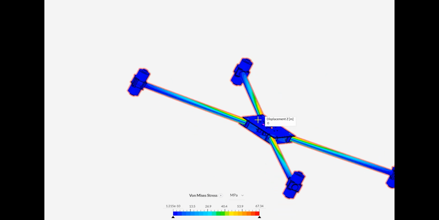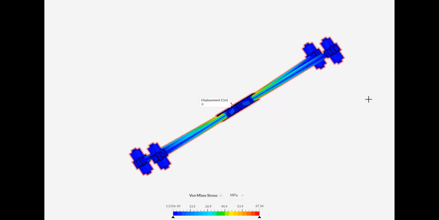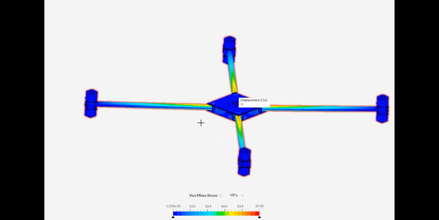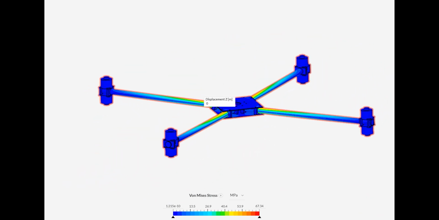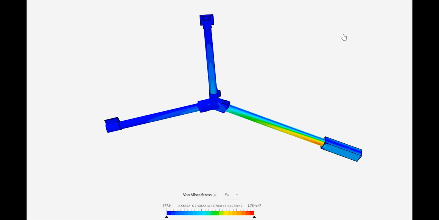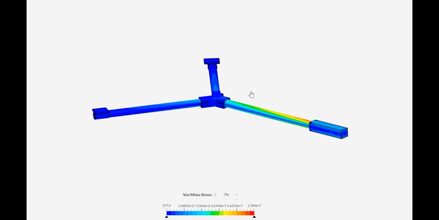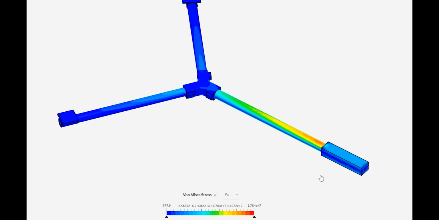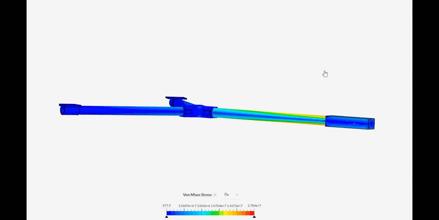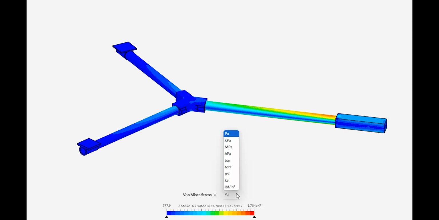The results revealed torsional weaknesses near the center plate and vertical flexing at the motor arms. I reinforced those areas with gussets and wider tube cross sections. Modal analysis helped identify resonant frequencies that could interfere with the IMU and GPS. So I tuned the stiffness of the arms to shift those frequencies out of the critical range.